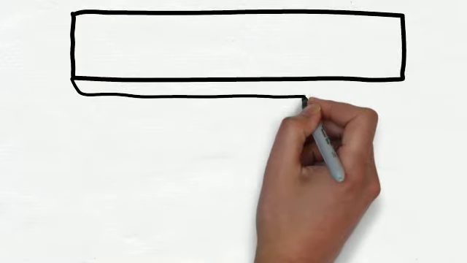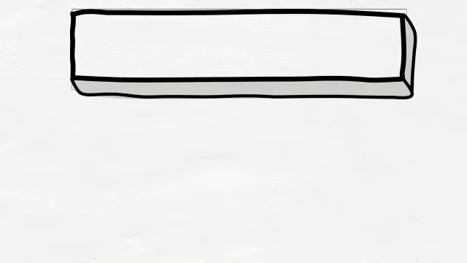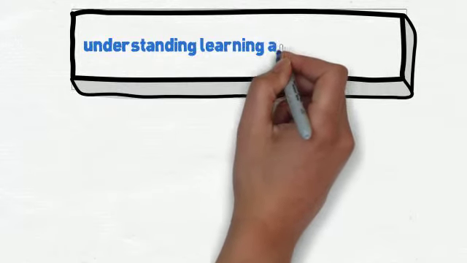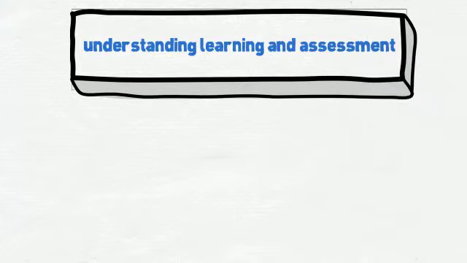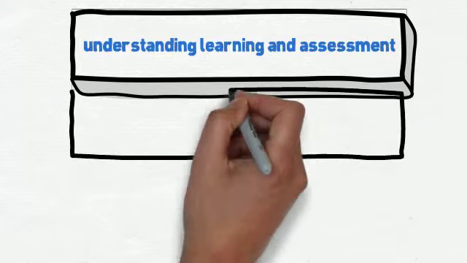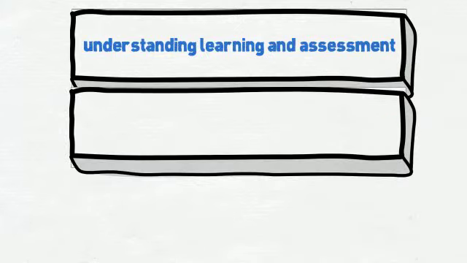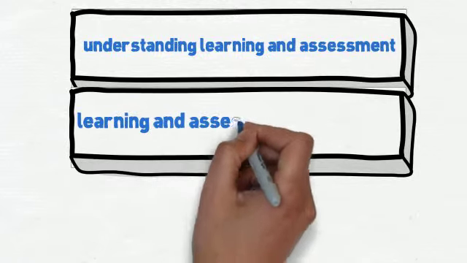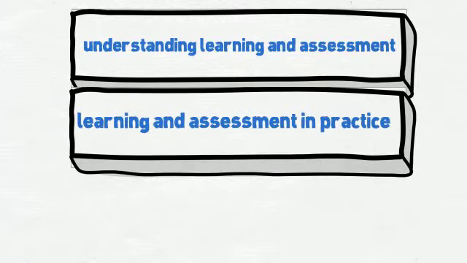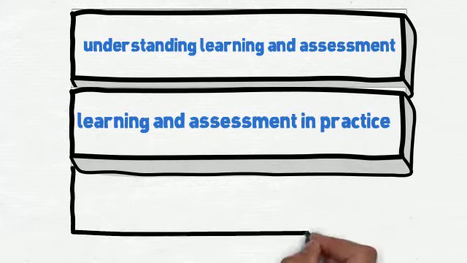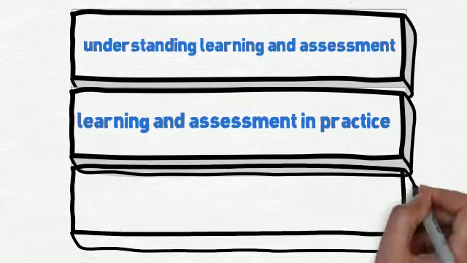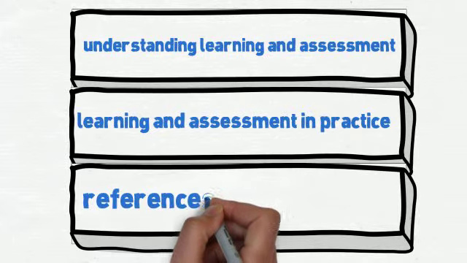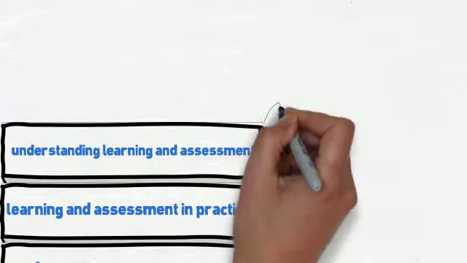The Enabling and Assessing Learning assignment asks you to apply theories and principles of learning and assessment to improve your understanding of learner needs and also to plan effectively to meet those needs. And it has three main sections: understanding learning and assessment, learning and assessment in practice, and finally a references section where you'll list all of the sources that you've used in the writing of your assignment. So let's look at each of these in turn.